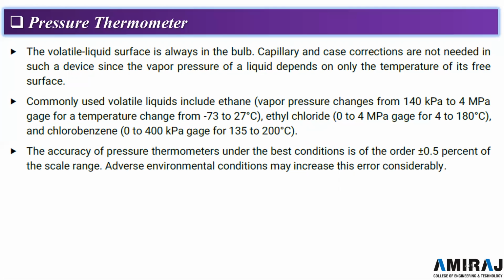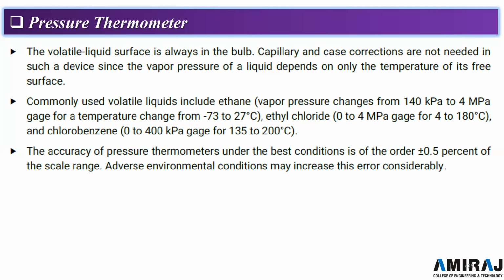Here the vapor pressure is given, that changes from 140 kPa to 4 MPa gauge, for a temperature change from -73 to 27 degrees centigrade. Another liquid is ethyl chloride, for which the pressure and temperature are also given, and besides that, chlorobenzene, for which the pressure and temperature range are also given.